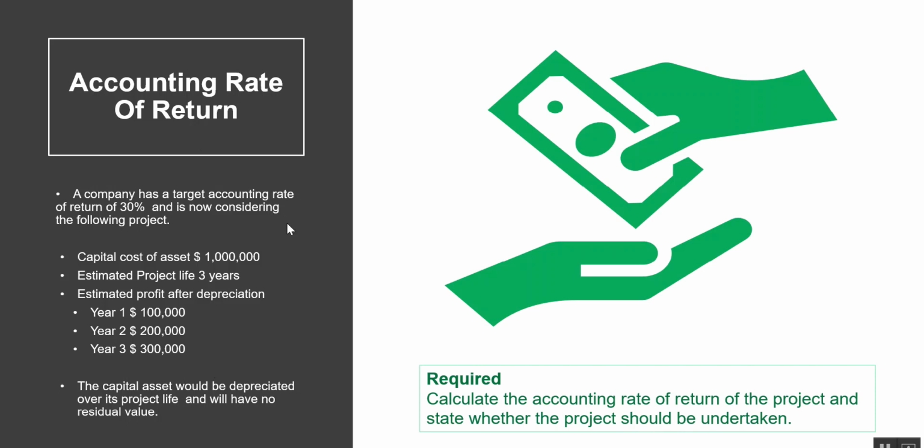first of all you need to identify the average annual profit after depreciation. Since you are given the profit after depreciation, it's a matter of taking the average profit from these 3 years' profit. Then you need to identify average investment. Now first of all let's look at how to calculate average profit after depreciation.